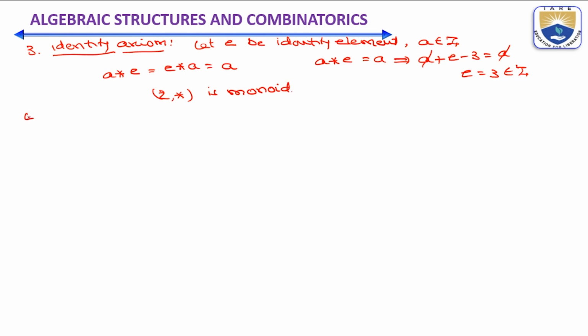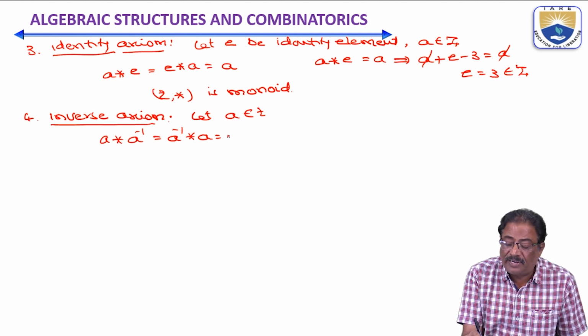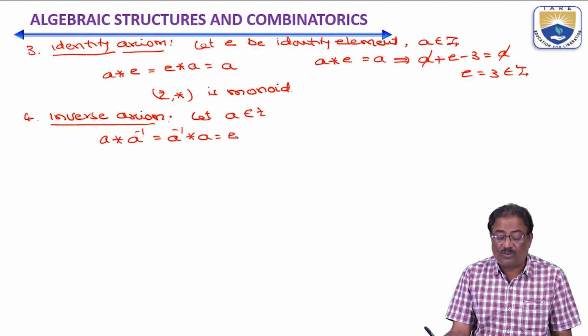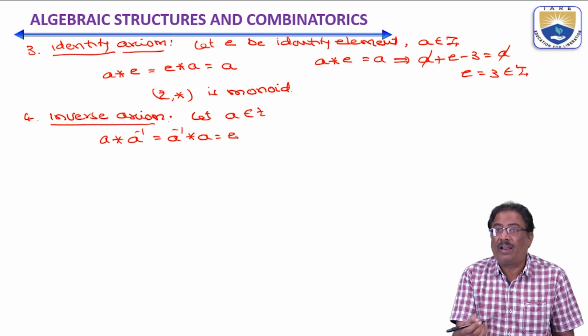Now let us go for the other one, the inverse axiom, the existence of inverse. Let A belong to G. Then if A belongs to Z, we are going to prove that A inverse also belongs to Z. So A inverse should be an integer, then only it belongs to Z. Now A star A inverse is equal to A inverse star A is equal to the identity element, which is E.